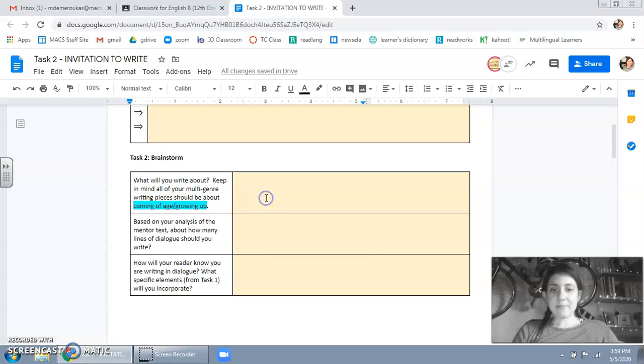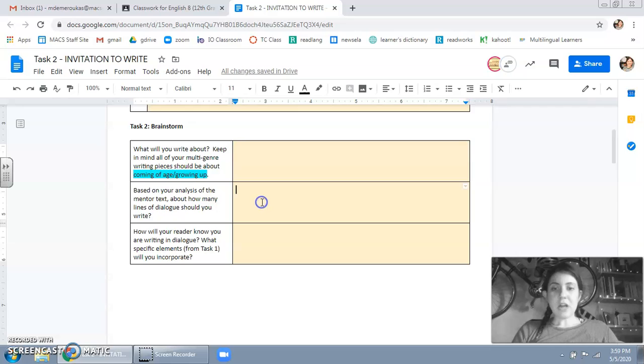Write that here. Next, based on what you saw in the mentor text, so again, a dialogue, how many lines of dialogue should you have? So I'm not expecting you to write a full play, so just write a rough estimate of how many lines of dialogue, how long, how many pages you think it's going to be. I'll tell you it's not going to be that much.